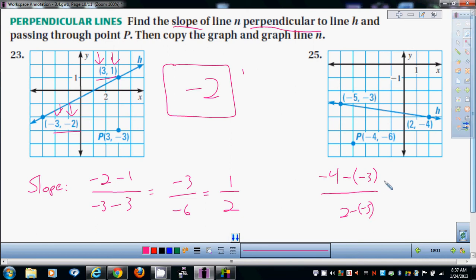Hey, you got your glasses in. Awesome. Jasmine, what's perpendicular to -1/7? +7/1, or just 7. Very good. Questions?